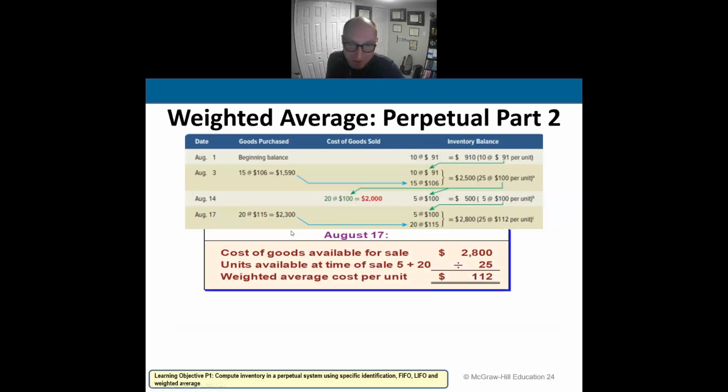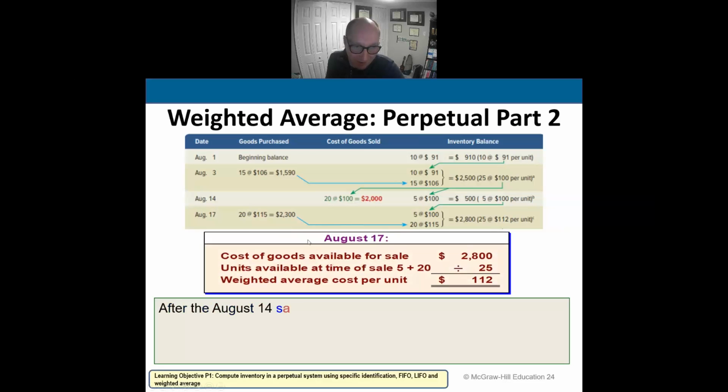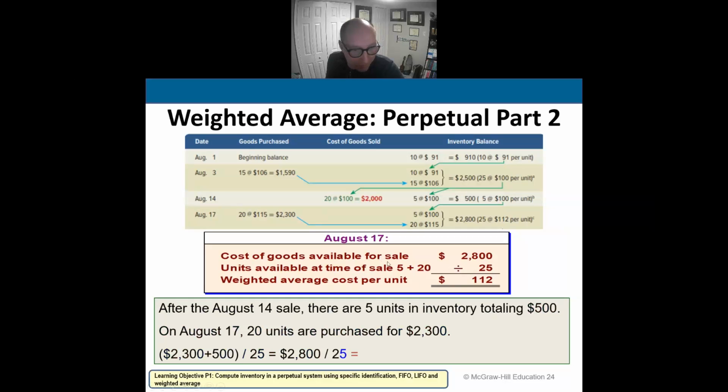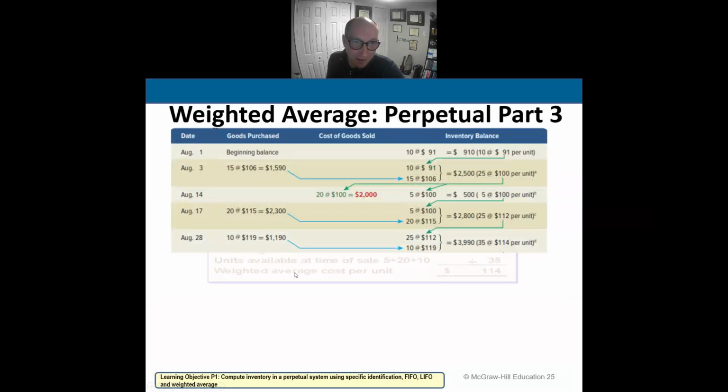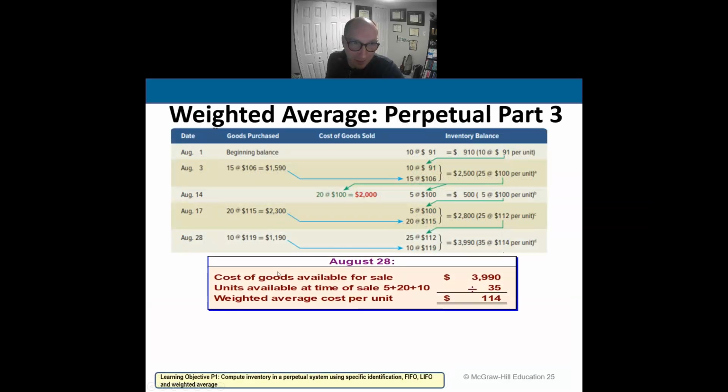Weighted average, still continuing. Yes, that's how we got there. Now remember, the weighted average updates with the additional purchases because I'm adding more to my on hand. My on hand count updates with more purchases.